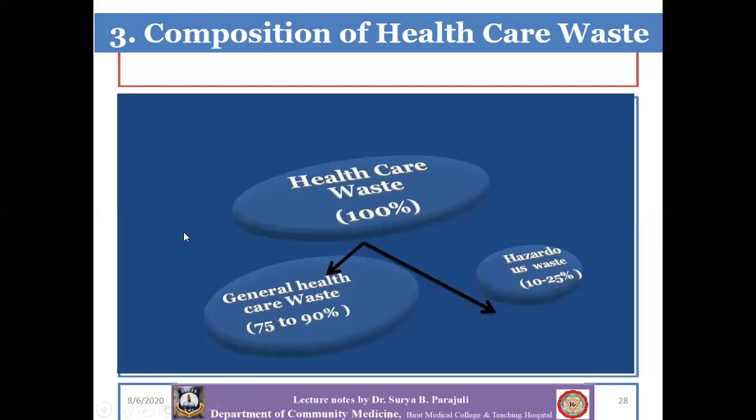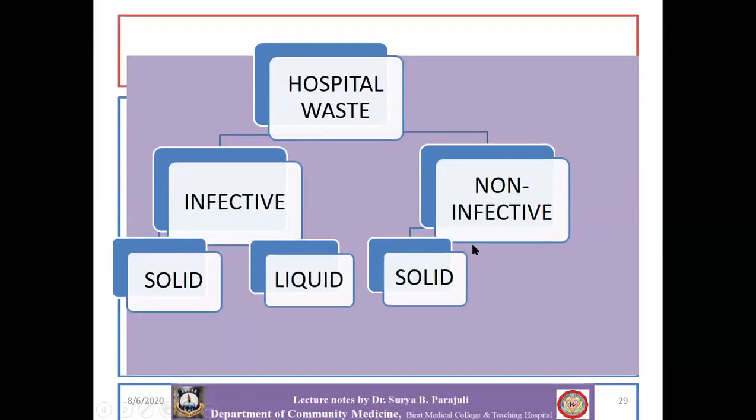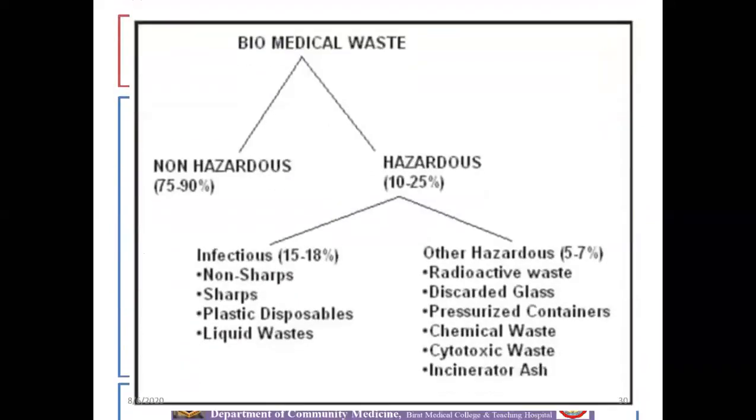Till now, hope you understood. Okay, let me go in detail. Hospital waste, we can say in this way also: infective and non-infective. Non-infective may be solid or liquid waste. Infective may also be solid or liquid waste. Sometimes we may have gaseous waste also. So these are different categories, different types of healthcare waste, composition and content.